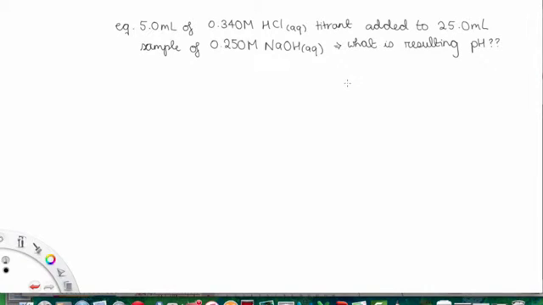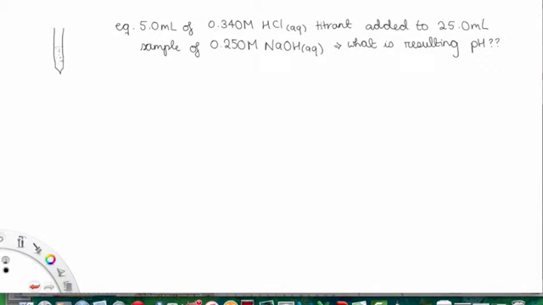So now I wanted to show you an example of a titration calculation. A 5 milliliter sample of 0.34 molar HCl titrant was added to 25 milliliter sample of 0.25 molar sodium hydroxide. What is the resulting pH? So let me just draw a simple diagram for you.